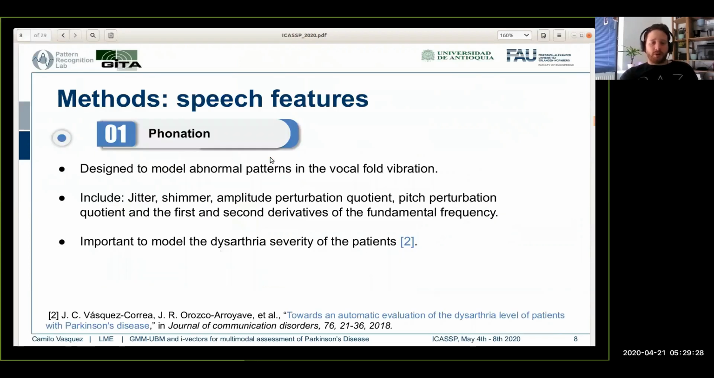The first part of our method is the feature extraction process. Regarding speech signals, we define 4 different feature sets. The first one is phonation. In this case, the features are designed to model abnormal patterns in the vocal fold vibration of the patient and include jitter, shimmer, amplitude perturbation quotient, pitch perturbation quotient, and the first and second derivatives of the fundamental frequency.